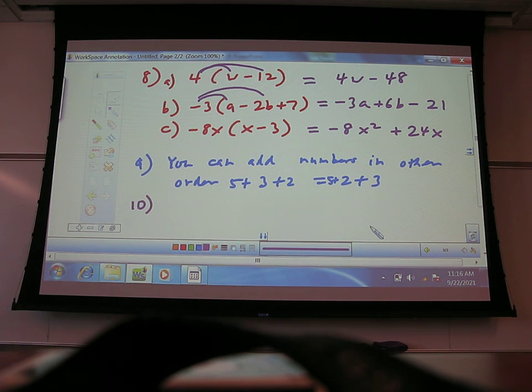How about 10? The associative property. If you move the parentheses, it will be the same answer? Yeah. So moving the parentheses really means grouping, right? It means you can group addition or multiplication, right?